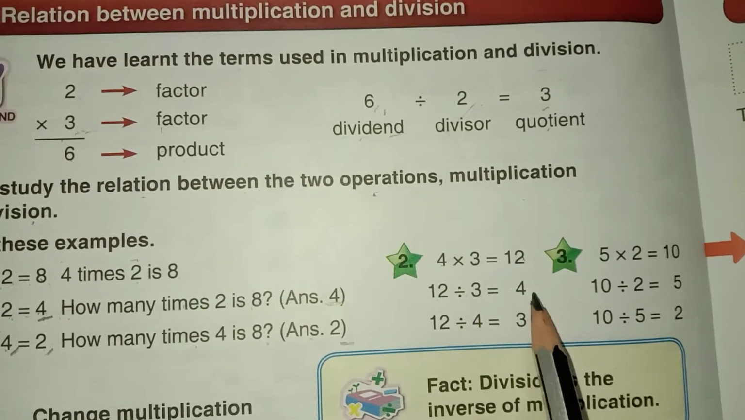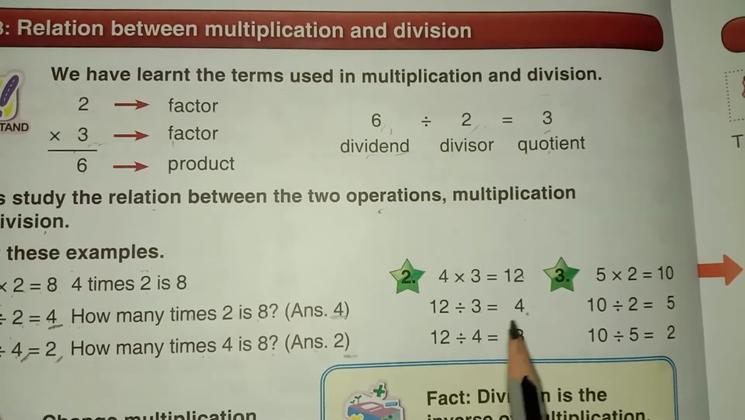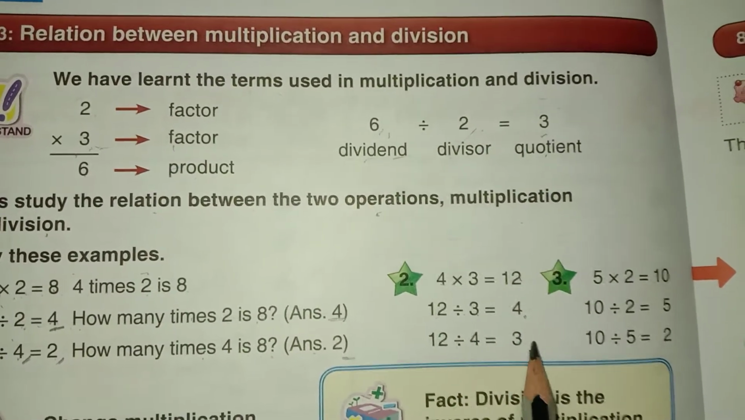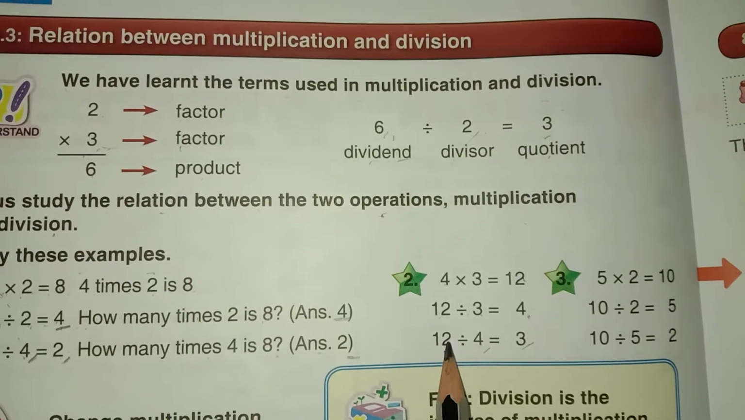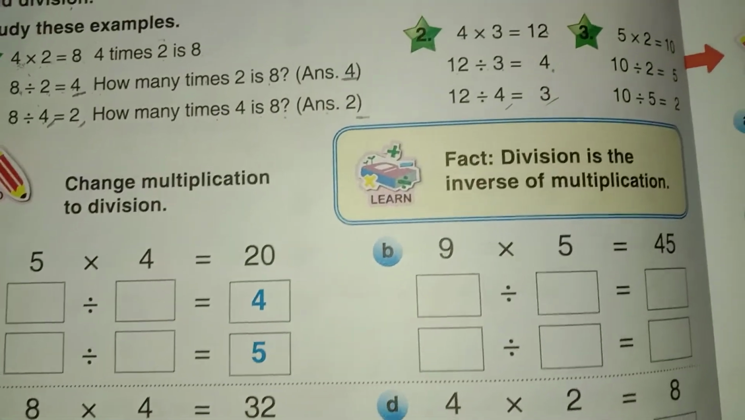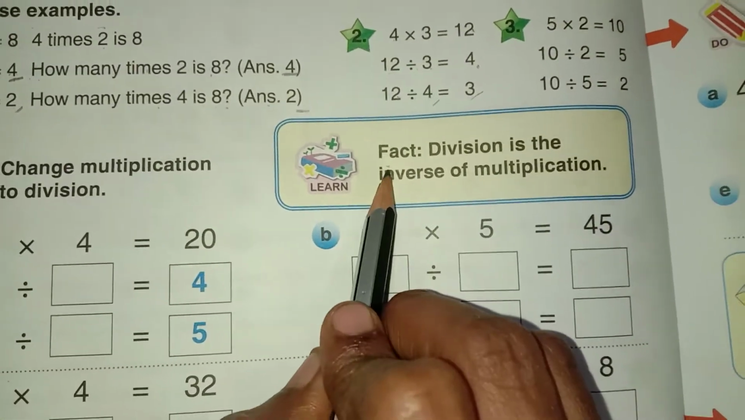Second, 4 into 3 is 12. 12 divided by 3 is 4. 4 times 3 is 12. Like that, 12 divided by 4 is 3. 3 times 4 is 12.